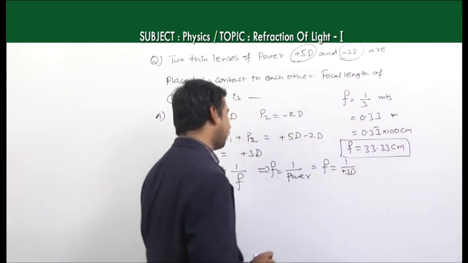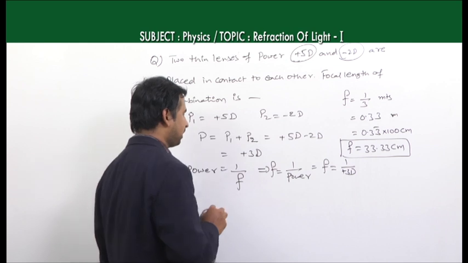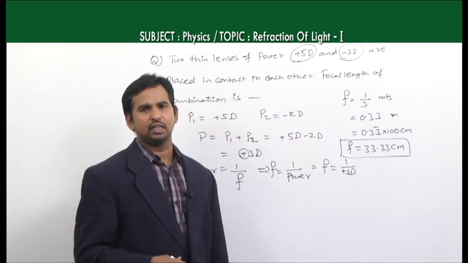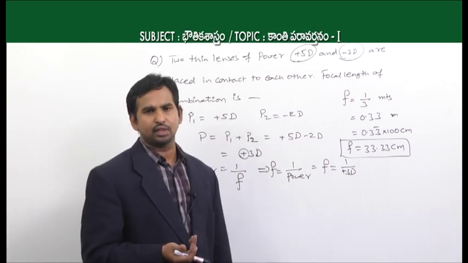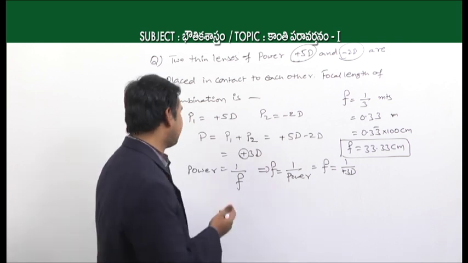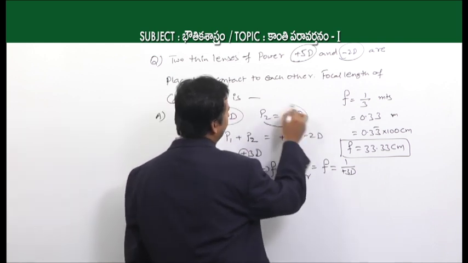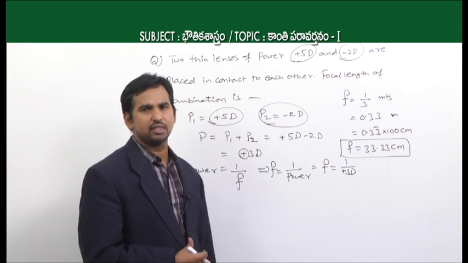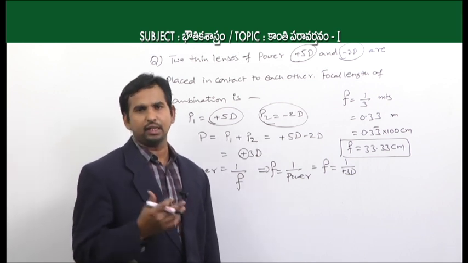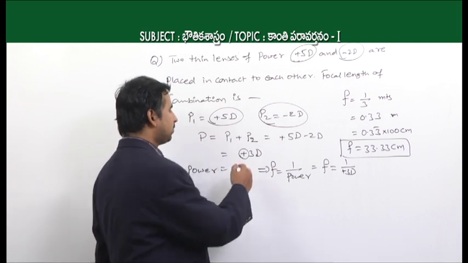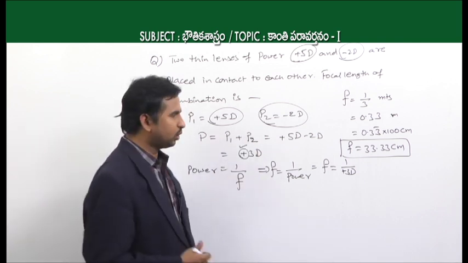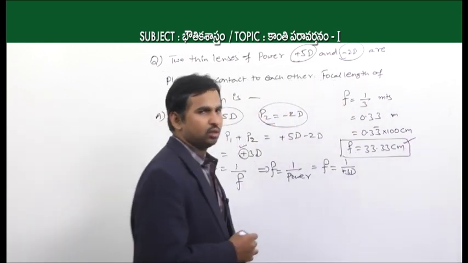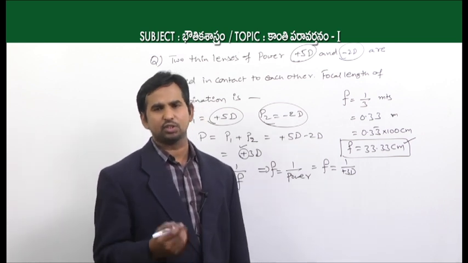But if you observe here, for the final combination of both the lenses, we are getting the power as positive. Positive power means that finally it is acting like a convex lens, which is a converging lens, after combining a convex lens and a concave lens having a minus power. Finally, it is behaving like a converging lens. That's why we are getting the sign convention as positive, and finally the focal length becomes 33.33 centimeters, or 0.33 meters, which is positive.